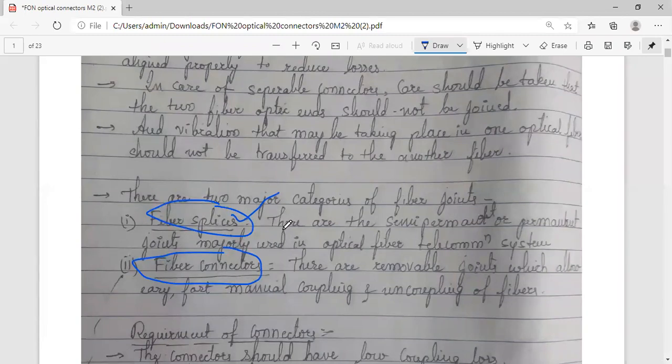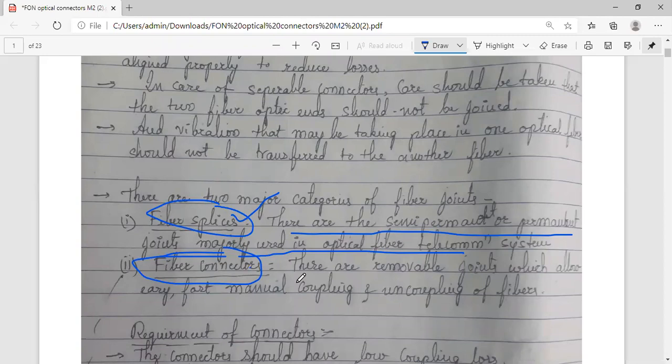Here I had given you the overview. What are these fiber splices? These are semi-permanent or permanent joints, majorly used in optical fiber telecommunication. Try to understand the difference between splices and connectors. Connectors are removable joints. Whenever connecting and disconnecting happens, you use fiber connectors when you want to move frequently. If you want to change the connections frequently, you go for fiber connectors.